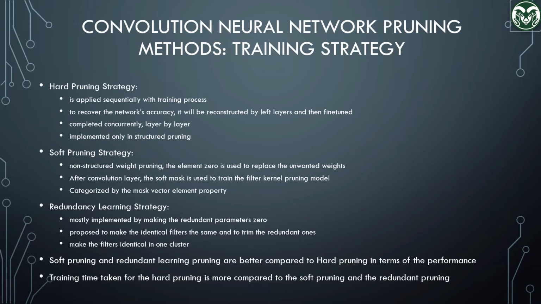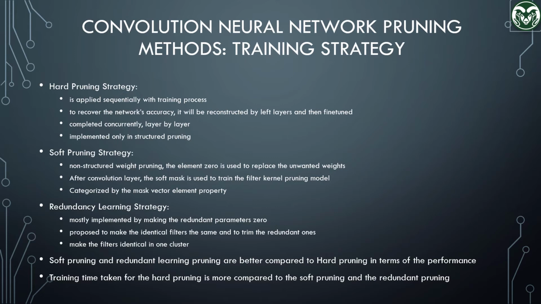The second strategy of the convolution neural network pruning method is the training strategy. In this strategy, there are three different types: the hard pruning strategy, the soft pruning strategy, and the redundancy pruning strategy. The hard pruning strategy is applied sequentially with the training process, and to recover the network's accuracy in this process, we reconstruct the layers one by one and then fine tune it. This is implemented only for structured pruning. Hard pruning is implemented only for structured pruning.